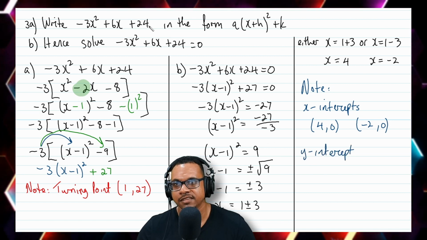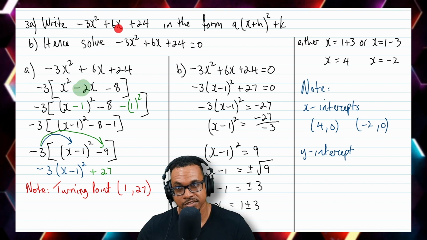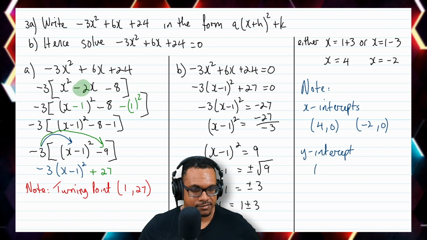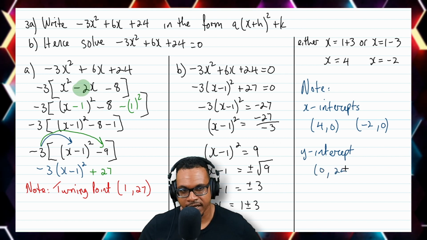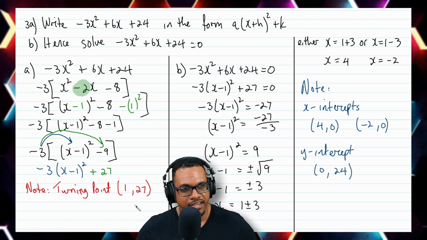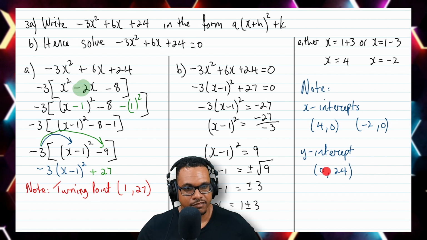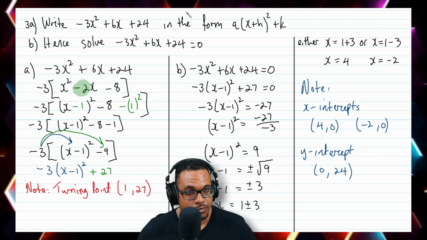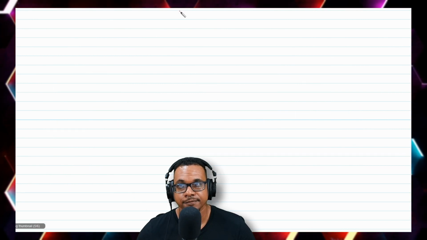And then the y-intercept would just be this number here, because you're going to put x equal to 0. So this part will be out and remain 24. So 0 on the x and 24 on the y. So now we have everything to draw the graph. We have the y-intercept, the x-intercepts, and the turning point. So we go to the next page and see what the graph looks like.